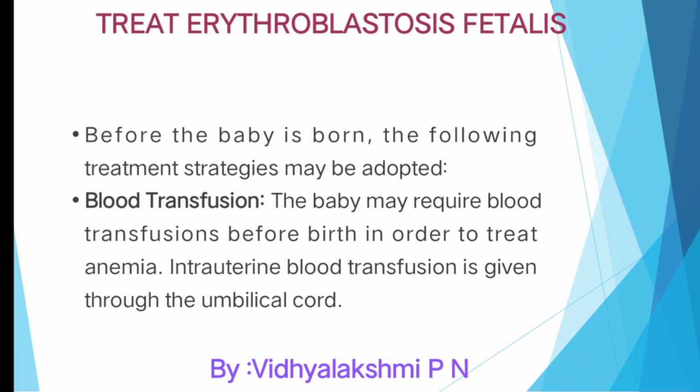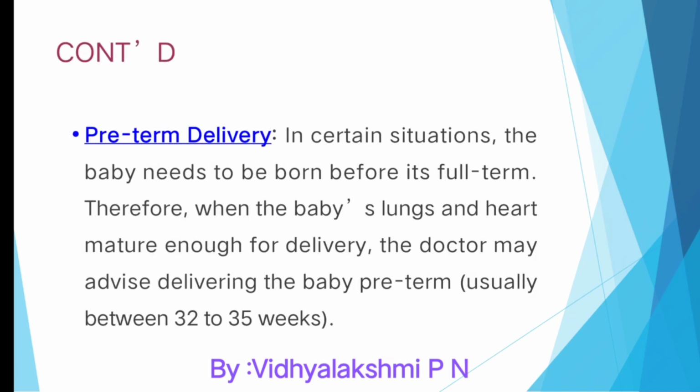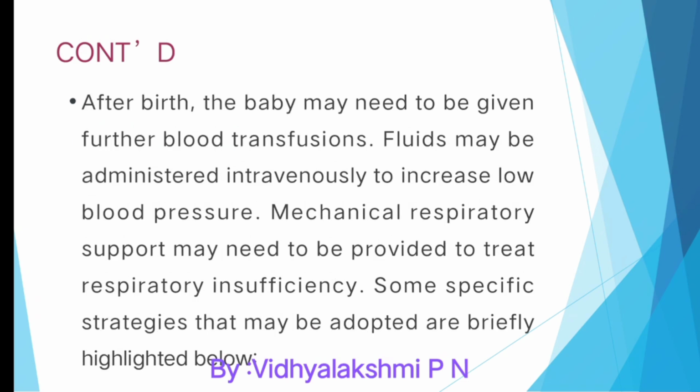That is blood transfusion. For the baby who is still inside the womb, we can give a blood transfusion, an intrauterine blood transfusion. That word we have to remember: intrauterine blood transfusion. It is done through the umbilical cord. Next, we can deliberately do a preterm delivery, between 32 to 35 weeks, when the baby has maturity of the lungs and heart.